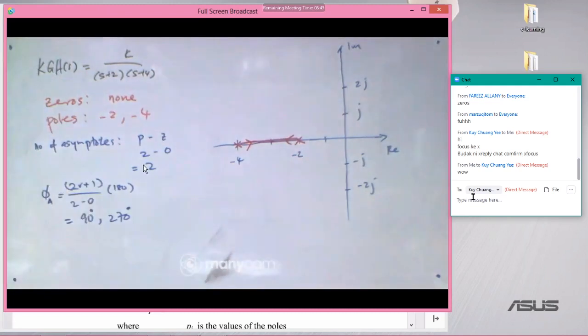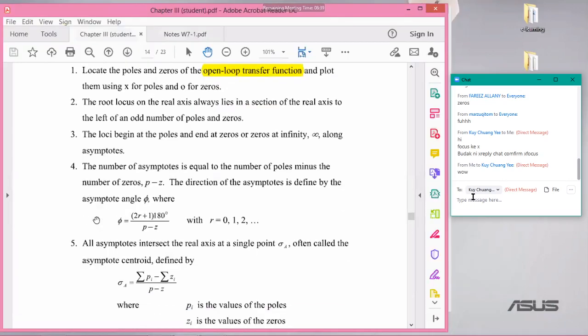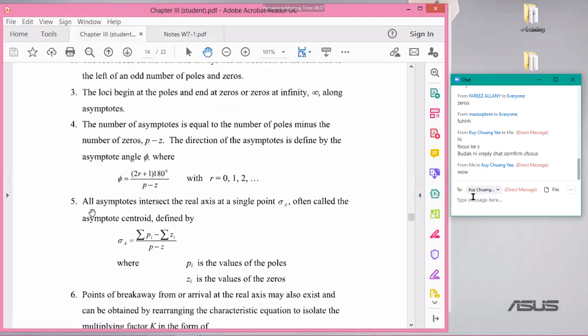But where does it intersect? So we can compute another value here. All asymptotes intersect the real axis at a single point. So this is called the intersection of asymptotes. We can use this formula: the intersection of asymptotes happens at the summation of pi minus the summation of zi, divided by P minus Z. Pi is the individual value of the poles, zi is the individual value of the zeros. P is the number of poles, Z is the number of zeros.